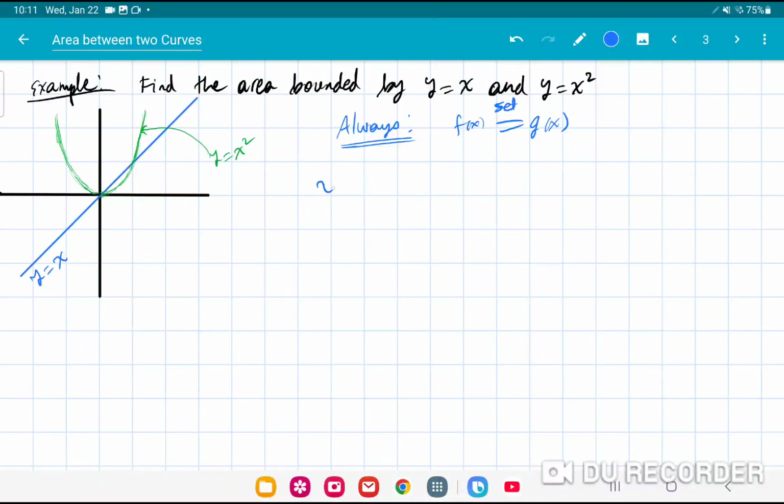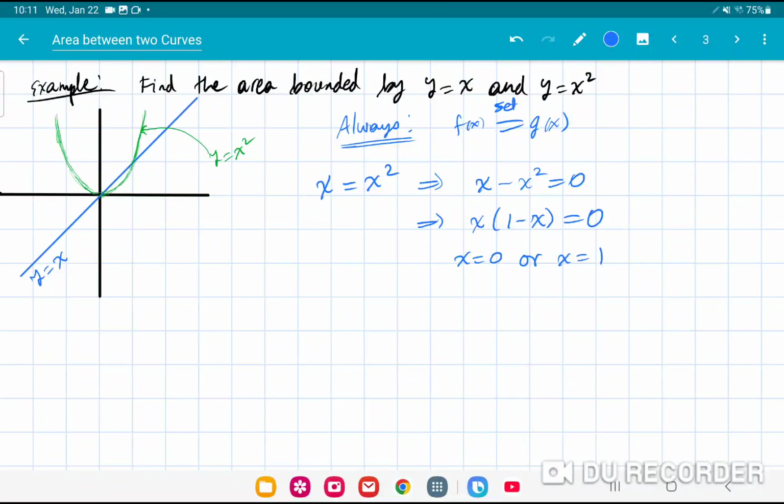In this case, I have x equals x squared. The function f of x, one of them is x, one of them is x squared. Set the two equal. This gives you x minus x squared equals 0. Factor out x, so we have x times (1 minus x) equals 0. So this gives you x equals 0 or 1 minus x equals 0, which gives you that x equals 0 or x equals 1.